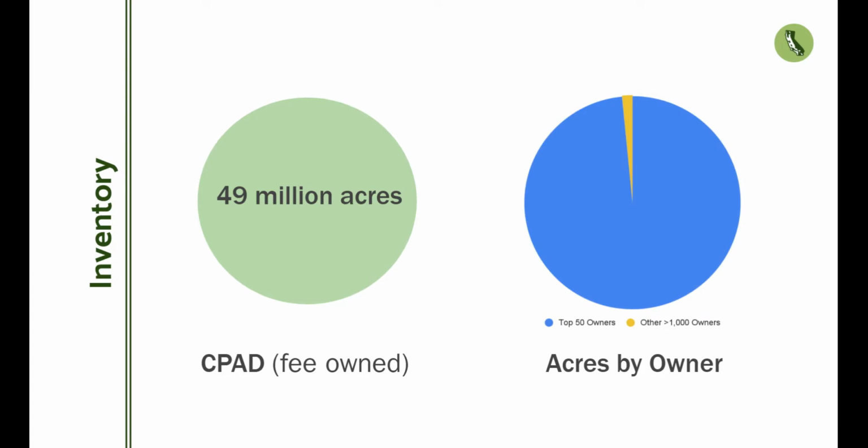Another way of looking at CPAD is in terms of who owns these lands. So if we look at the top 50 owners by acreage, we end up with a huge percent acreage owned by the top 50 and very little owned by the remaining roughly 1,000 agencies.